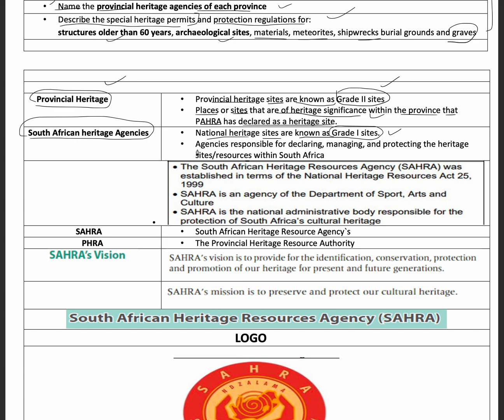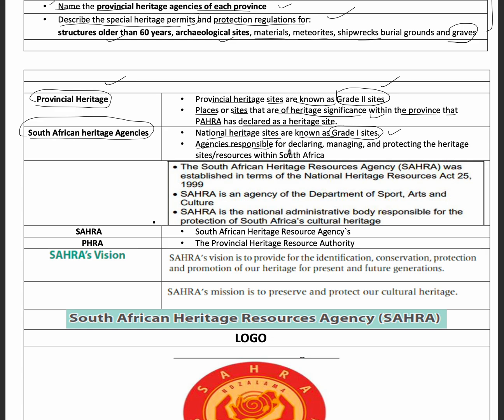Then agencies. So the South African Heritage Agencies, it's responsible for declaring. To declare is to announce something formally, whereby you make it official and announce it to the public.